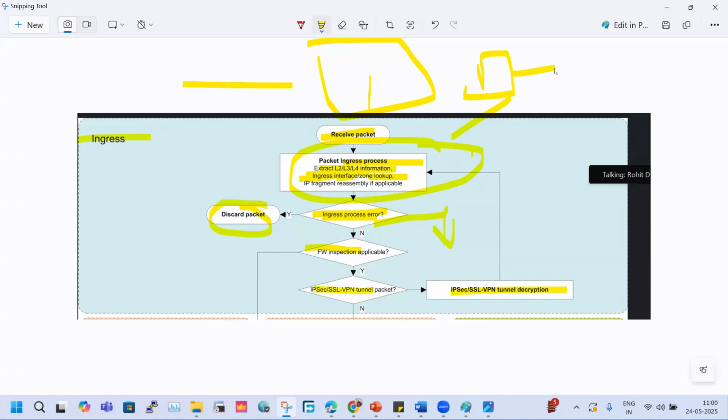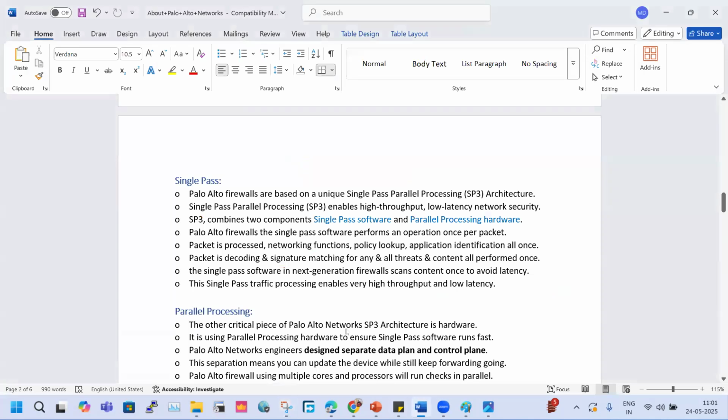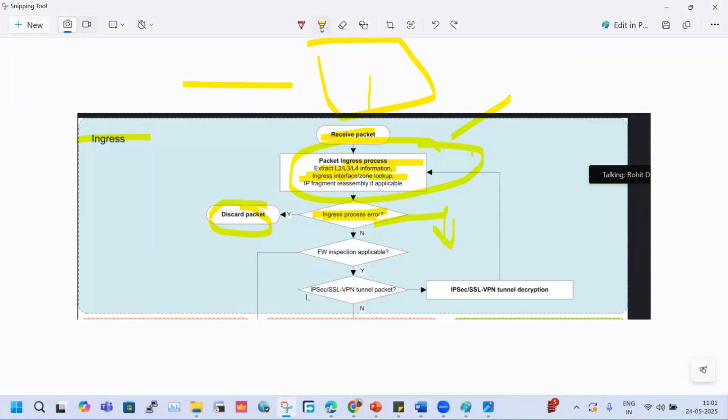Hi, Rohit. Yeah, hi. Before the SSL, there is one step, firewall inspection applicable. How does it move to the different flow and how does it move to the SSL VPN? That is my actual point. We will discuss, just hold on. I just have this query, how does it move to the SSL one after crossing the firewall inspection applicable?